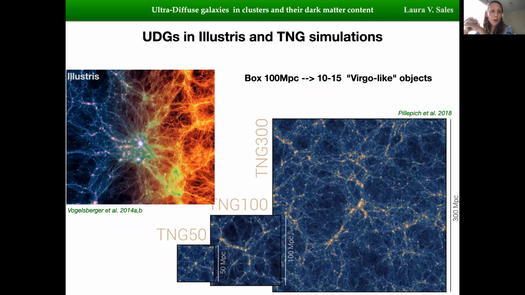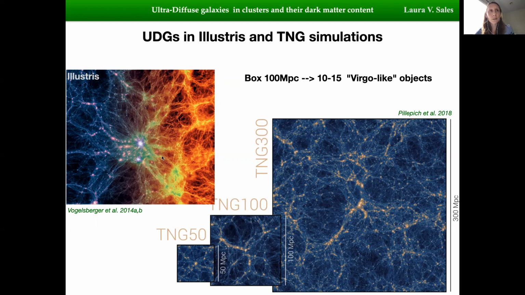So then we tried to see what we could do from the numerical simulations point of view. And we decided to look at this using full volume simulations like Illustris or Illustris TNG. Because we were interested in the formation of this in clusters, we found that the box of 100 megaparsecs gives you about 10 to 15 clusters of the scale of Virgo, and it was a good compromise between resolution and variety of objects.